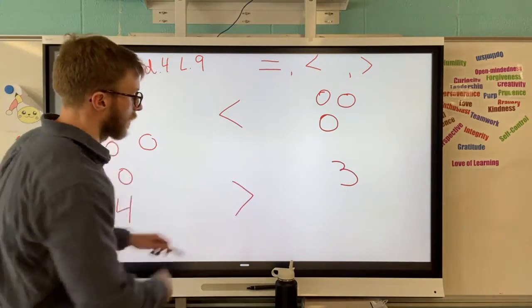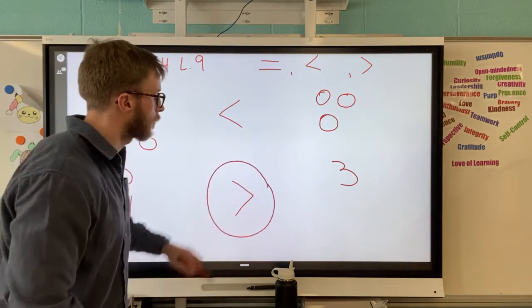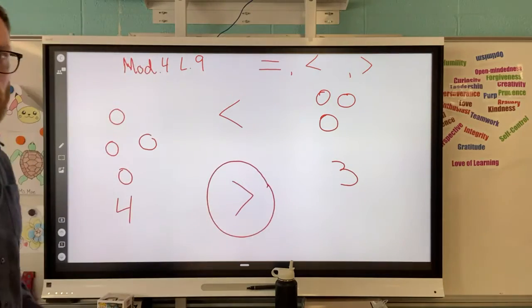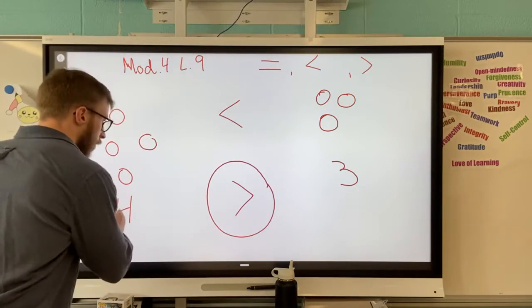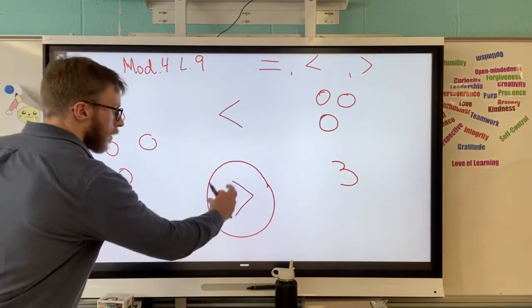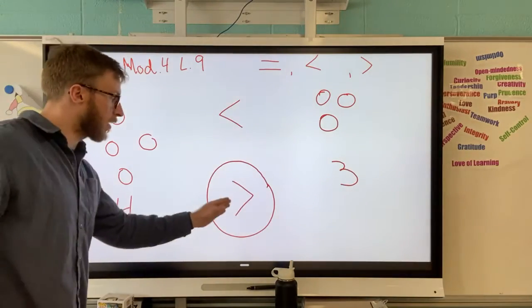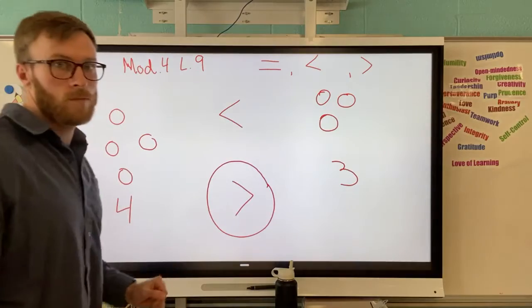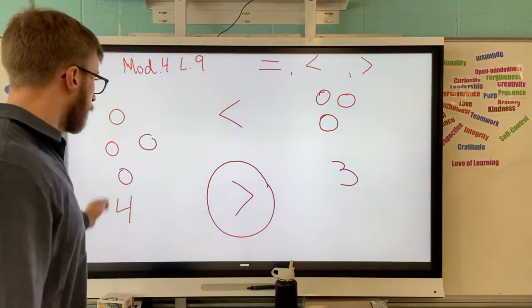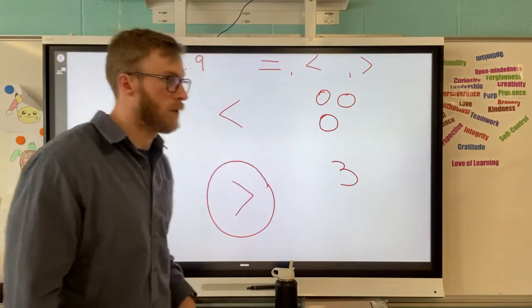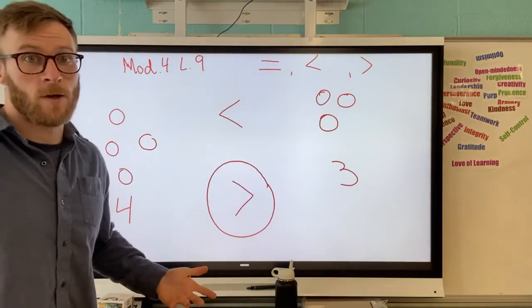Looks like the mouth's coming this way. So this is the sign I want to use. This is the greater than sign because the greater number is on the left side, and we are looking towards that. So we say 4 is greater than 3. Okay? 4 is greater than 3. 4 is a bigger number.